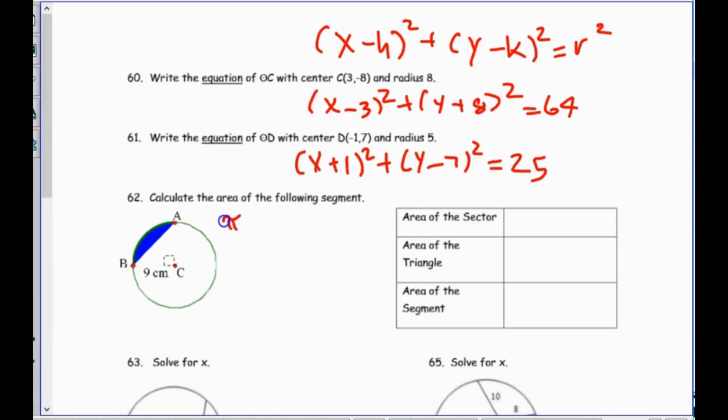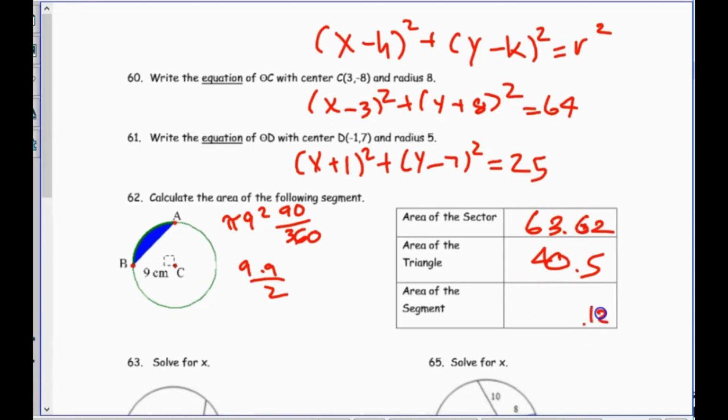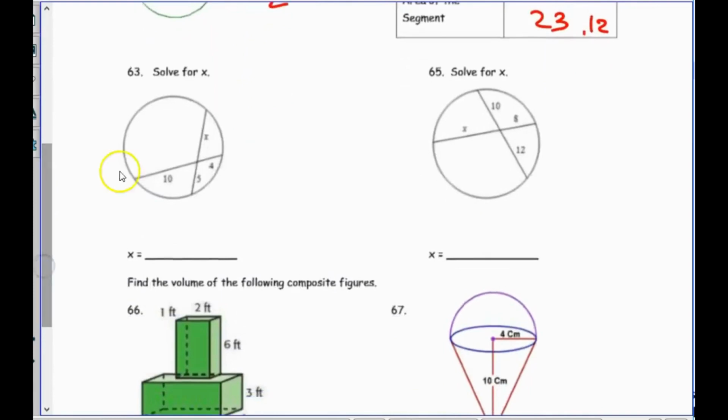Okay, so remember this is pi r squared theta over 360. And then this is base times height divided by 2. Pi 9 squared divided by 4. And we get 63.62. And then we subtract, and we get 23.12. Okay, getting near the end here.